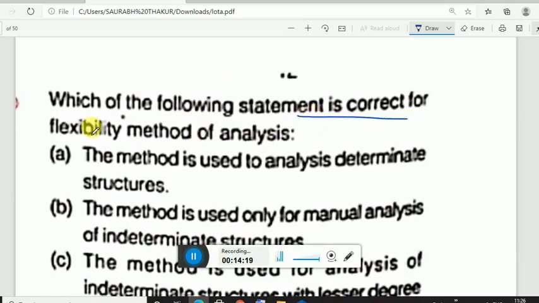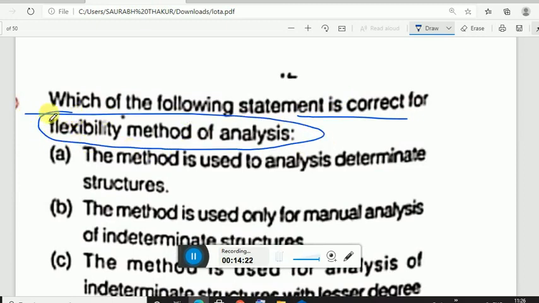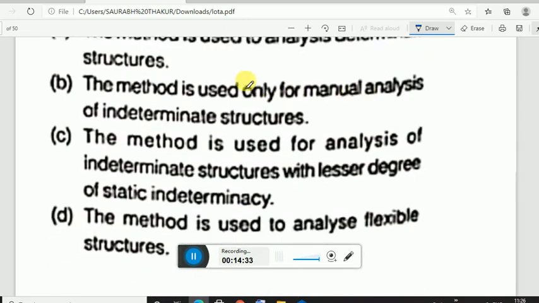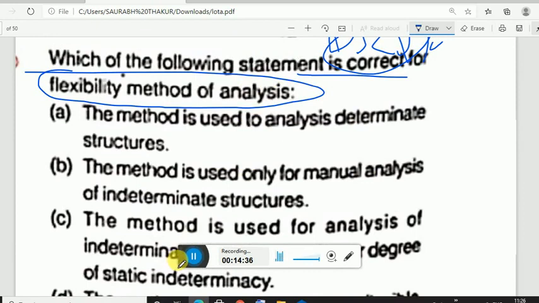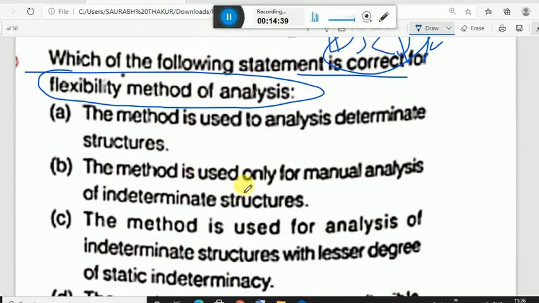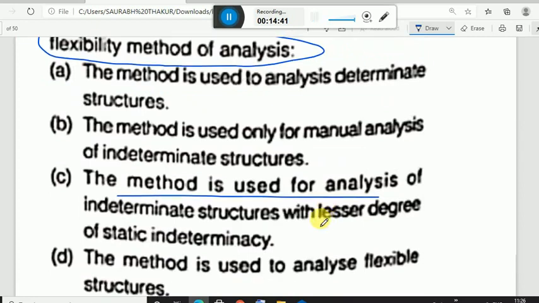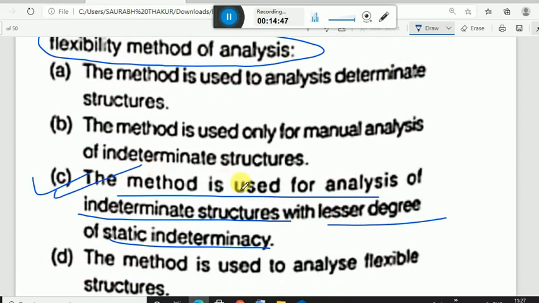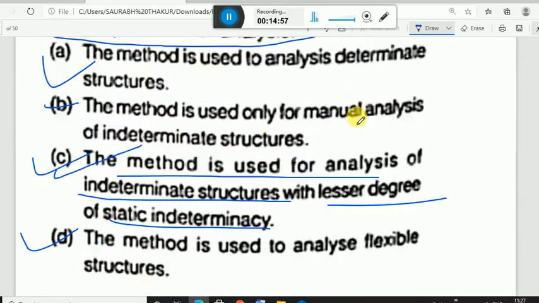Which of the following statements is correct for flexibility method of analysis? Flexibility method of analysis means force method of analysis. Means when ds is less than dk, then we use force method. The method is used to analyse determinate structure. The method is used only for manual analysis. The method is used for analysis of indeterminate structure with a lesser degree of static indeterminacy. Your correct option would be C, ds less than dk.